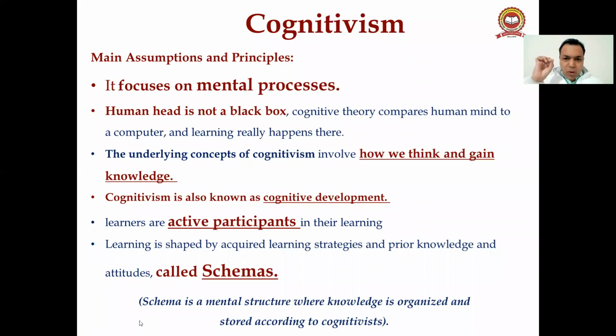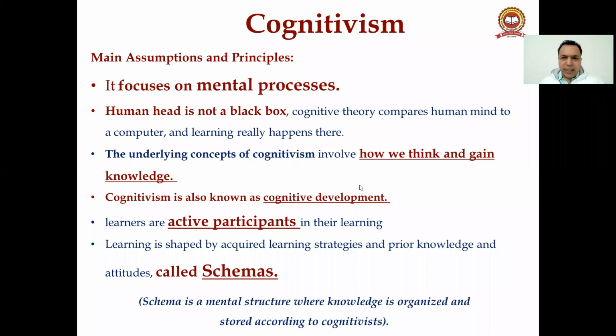Okay, the underlying, yes, this is important. The underlying concept of cognitivism involves how we think and gain knowledge. Right? Guys, जिस दिन आपको ये पता लग गया ना, वो जो 30 बच्चे हैं आपकी क्लास के अंदर, how they think and gain knowledge, at that time you will become an effective teacher. Until and unless you know how we think and gain knowledge, you are not an effective teacher, right? Cognitivism is also known as cognitive development, right?